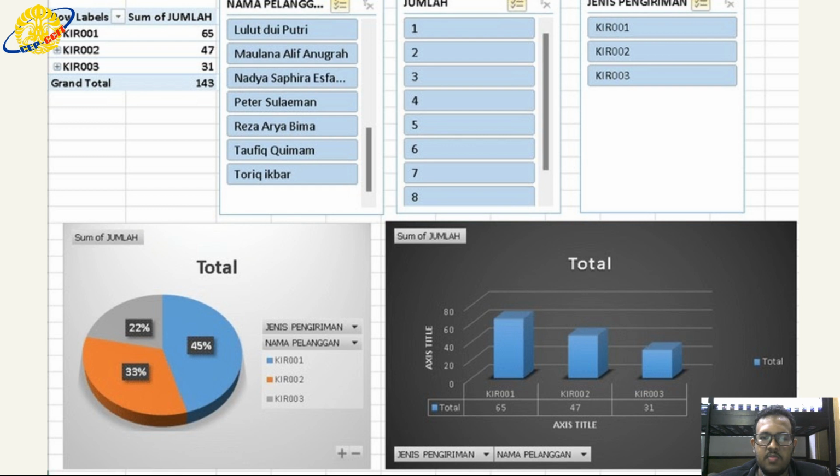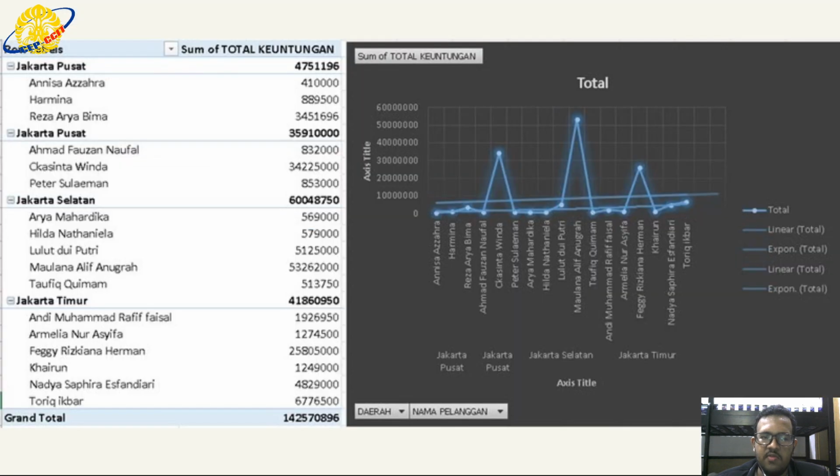And then there is pivot pengiriman. In this pivot, the function is to count the sum of jumlah in jenis pengiriman. And then there is pivot total keuntungan daerah. Pivot total keuntungan daerah is used to count the sum of total profit in each region.